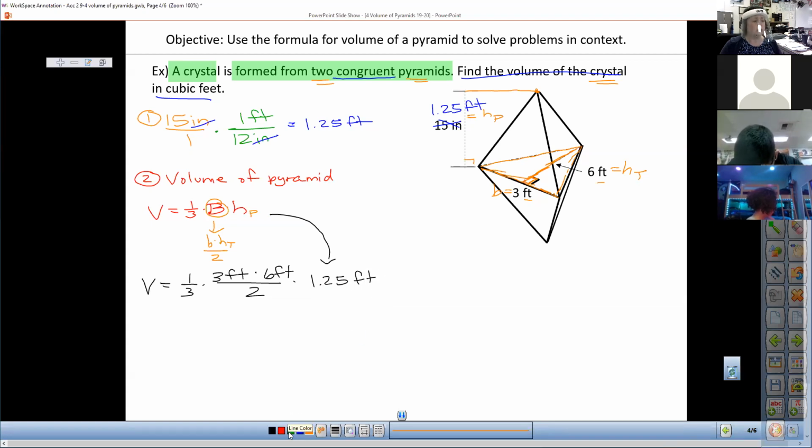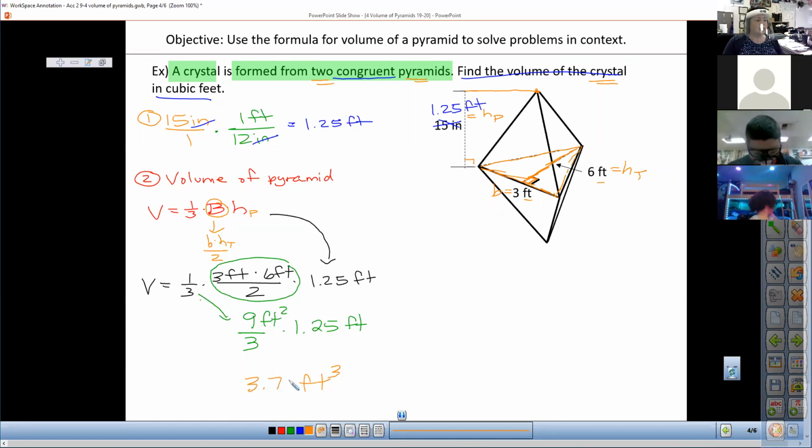All right, so where should we start with this messy calculation? Start here. So 3 times 6 is 18. 18 divided by 2 is 9. So feet times feet gives us 9 feet squared. Then take that and divide it by 3 for the times 1/3 and multiply times the 1.25 feet. And we have feet squared times feet, which is going to give us feet to the 3rd power, or cubic feet. So we have 3.75 cubic feet.